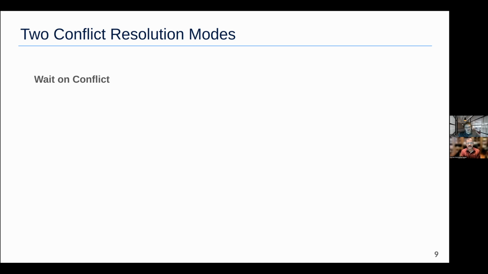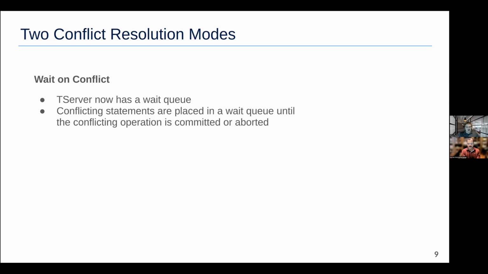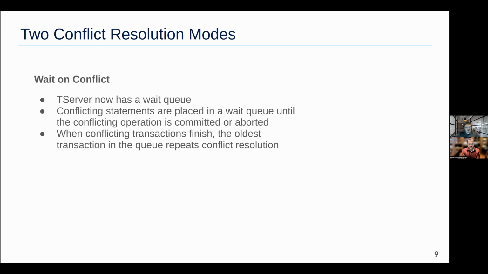Okay, thank you. Then we have a second conflict resolution mode, wait on conflict. This is new as of, I think, 2.19. Now, rather than all of the retry logic being embedded in the Postgres process, we have a wait queue for incoming transactions, first in, first out. They're placed in the wait queue until the conflicting operation is either committed or aborted. When conflicting transactions finish, the oldest transaction in the queue repeats conflict resolution.